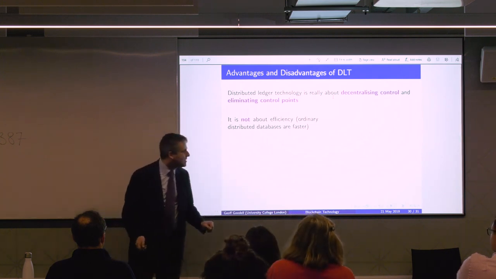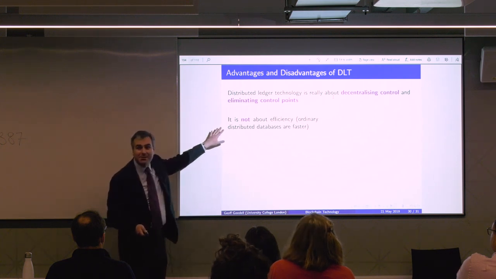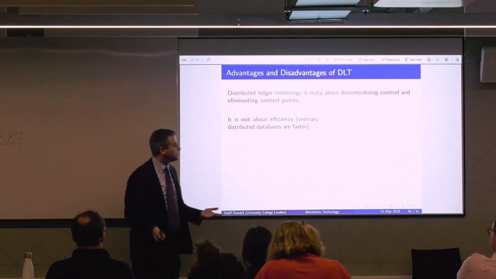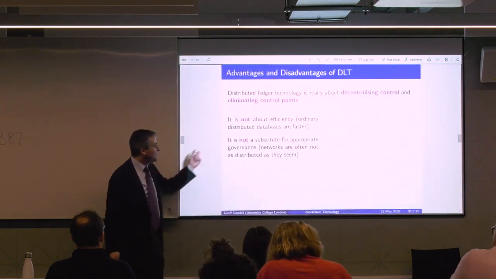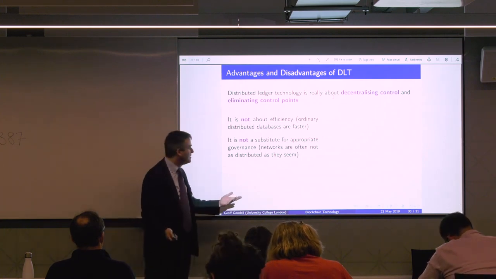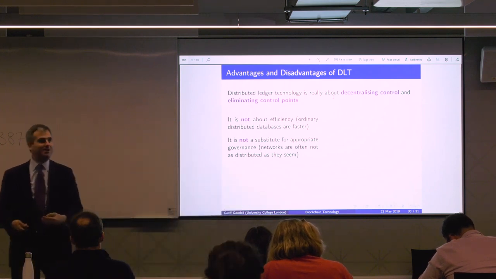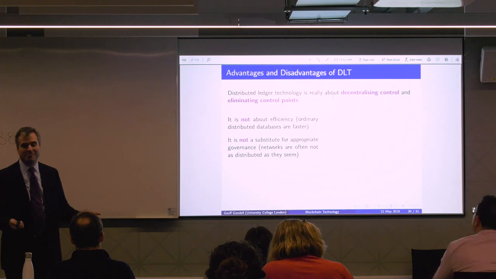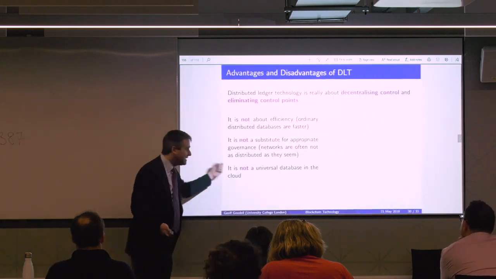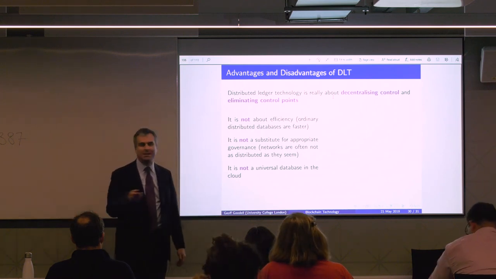This is the second to last slide. It's not about efficiency. Databases are faster. Distributed hash tables are faster. Working together with your neighbors is often faster. It's not a substitute for appropriate governance because who knows who's in control. Networks are often not as distributed as they seem. We assume that Bitcoin is well distributed, but actually it might not be. It might be in the hands of small mining pools. And it's not a universal database in the cloud. That's just not what it's for. That's not the problem that it solves.